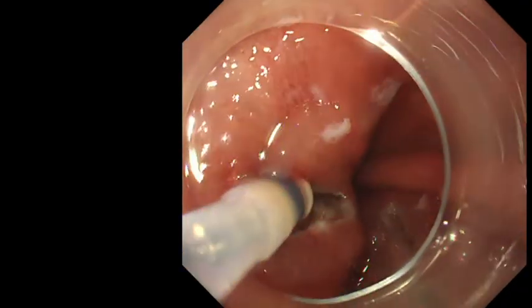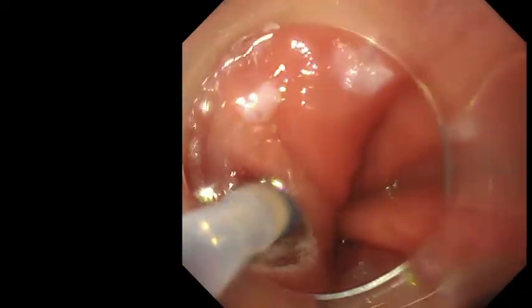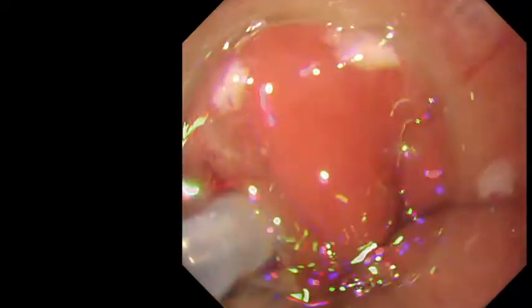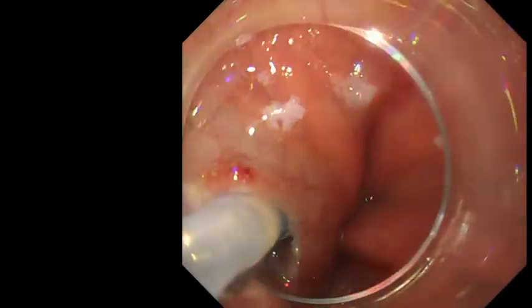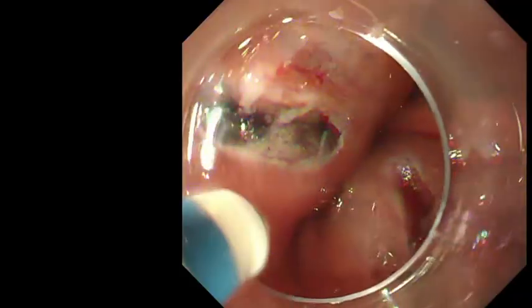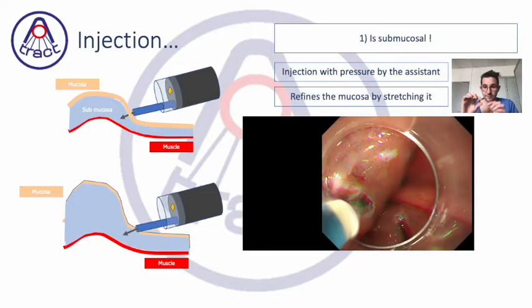So please think that where you want to cut, you should have as much pressure as you can get under the lesion in order to have the mucosa as thin as possible to be crossed by your knife by doing the incision relatively deep.